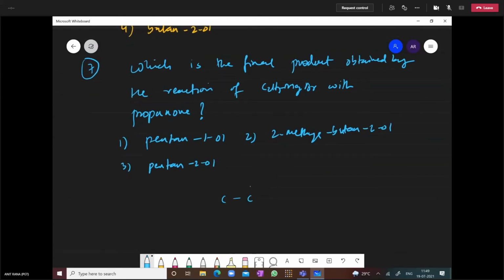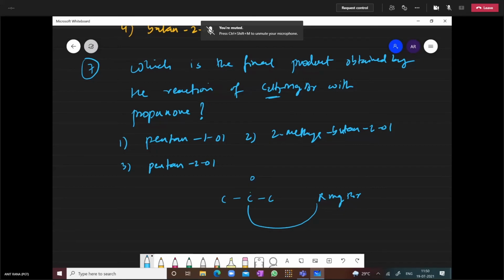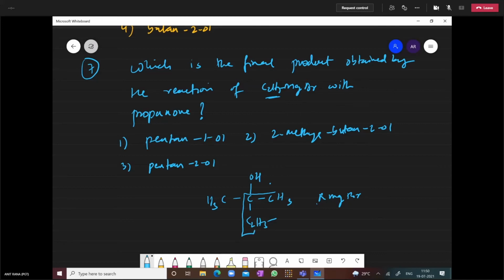Because propanone means you have this, and we have RMgBr. I'm just taking RMgBr in place of C2H5MgBr. So R will go here, MgBr, hydrolysis. So finally you will get R here and OH over there. So R is C2H5 here. So your longest chain will be what? This is your side group. That's the main functional group. This is first position, this is second. So 2-methylbutan-2-ol.